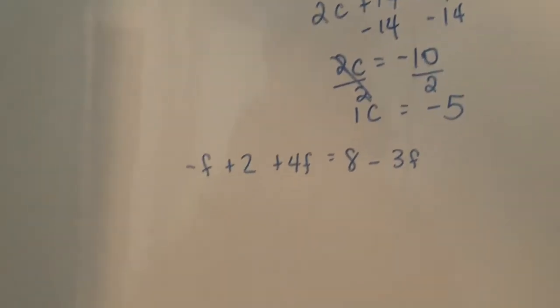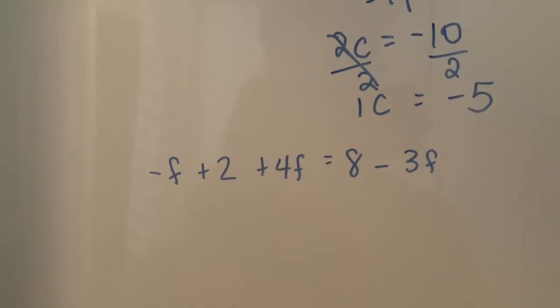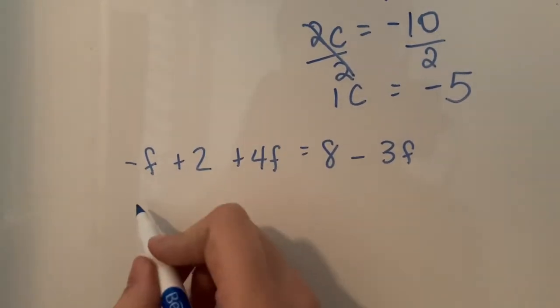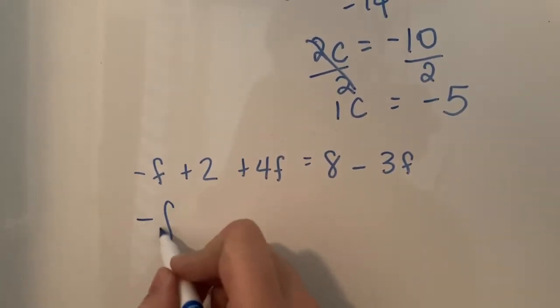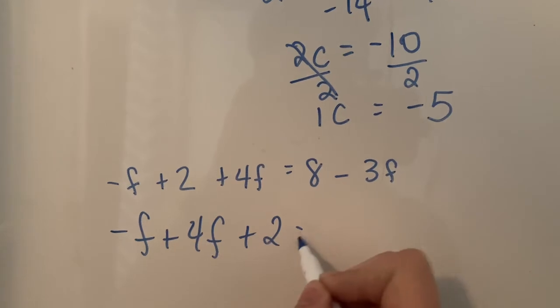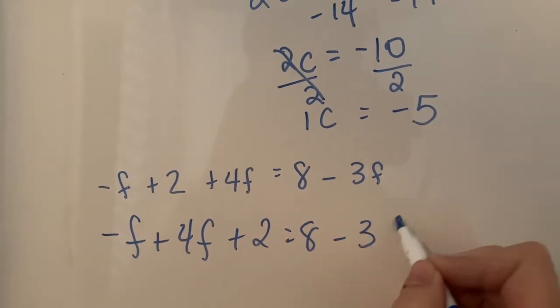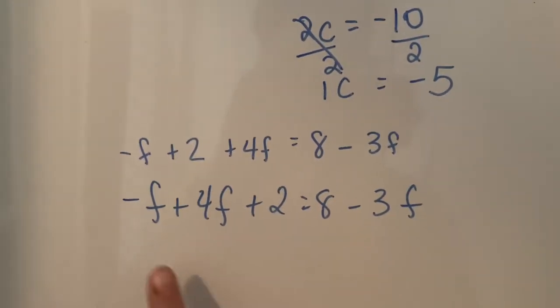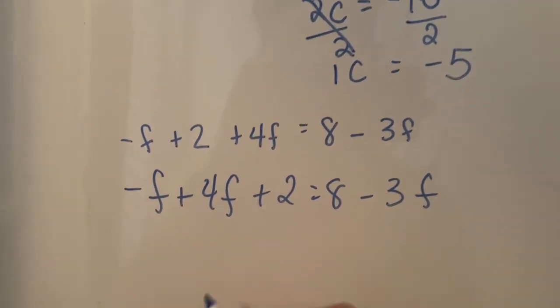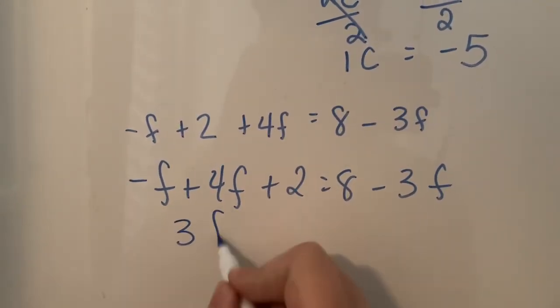Let's do one more just to really cement it. Negative f plus 2 plus 4f equals 8 minus 3f. So let's rearrange to put our like terms together. And then we've got negative f plus 4f. So negative 1 plus 4 is 3.